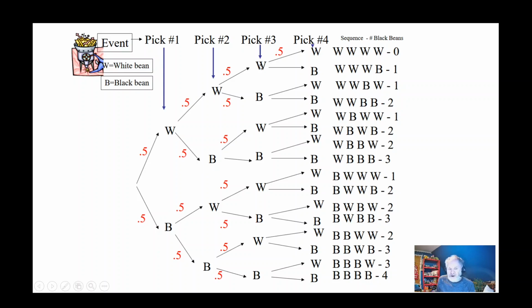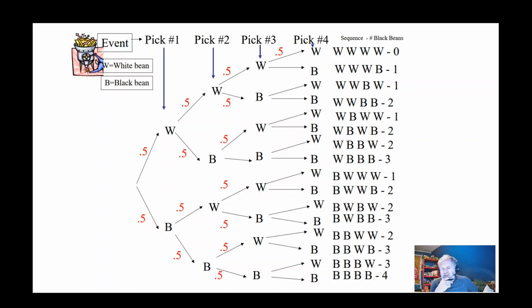And then I go up to 3. And here are all the possible outcomes for 3 picks: white, white, white; white, white, black; white, black, white; and on down. And then finally for 4 picks. So my top one, my outcome, is that I picked 4 white jelly beans and 0 black. And there are 16 outcomes for 4 picks from that jar.